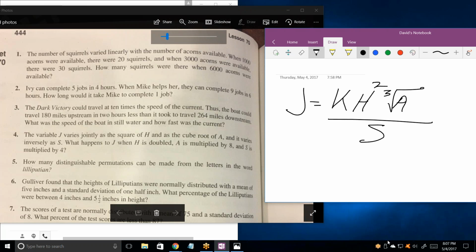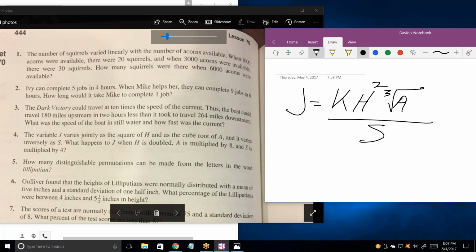In other words, all of that I can write just by knowing what varies jointly and inversely. That helps quite a bit. It does. You have to be able to do that first part. You can't do anything with the problem unless you can write this equation down. This equation is what that first sentence says.